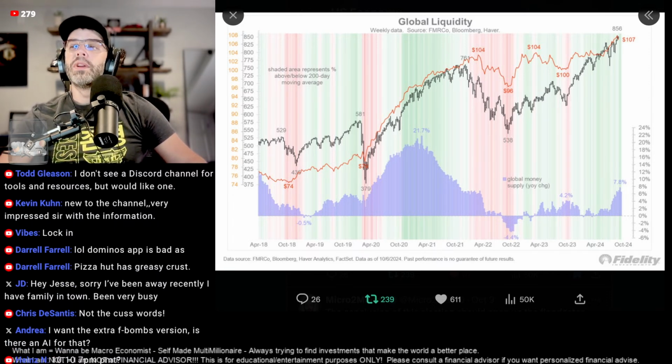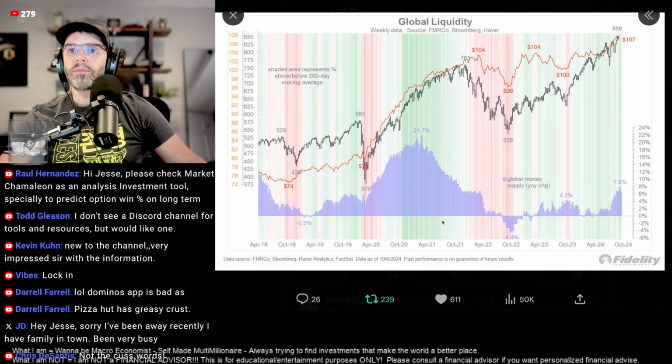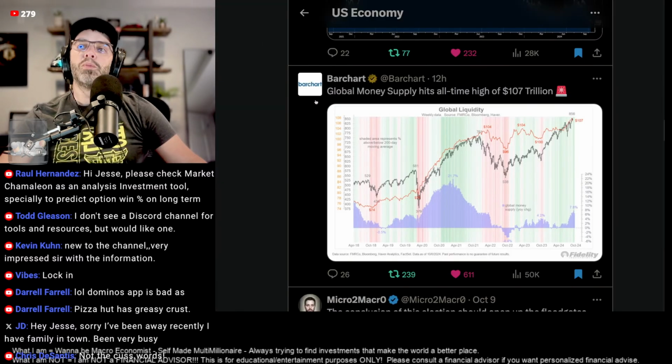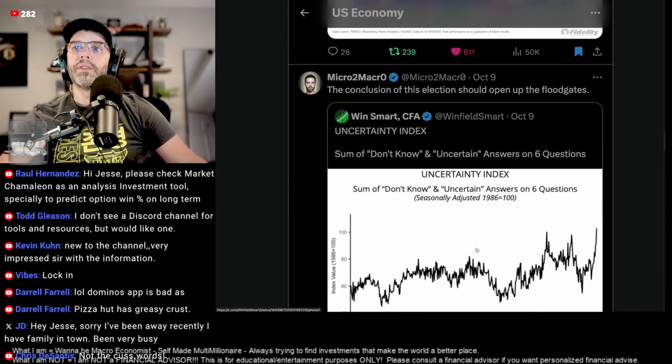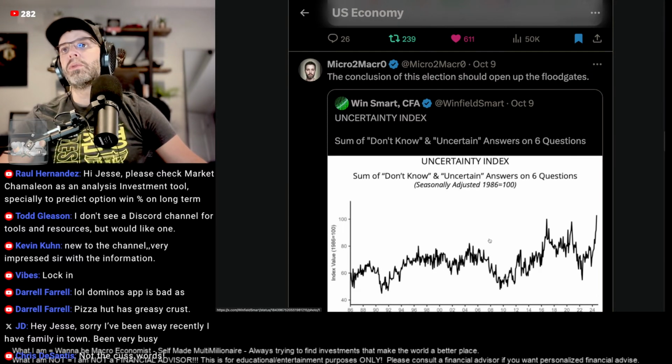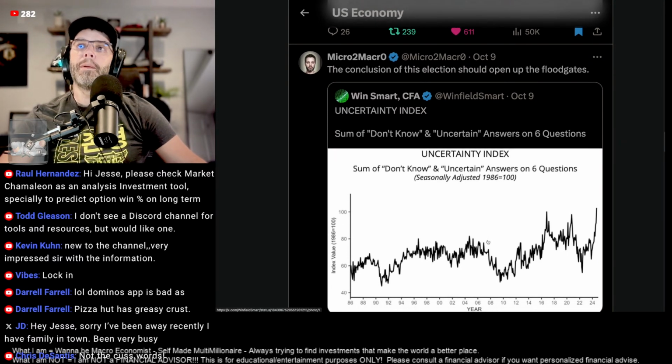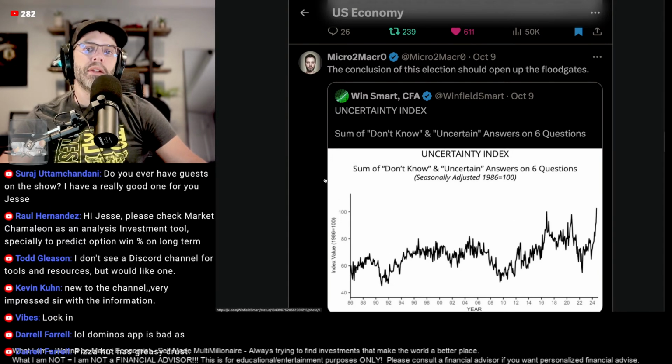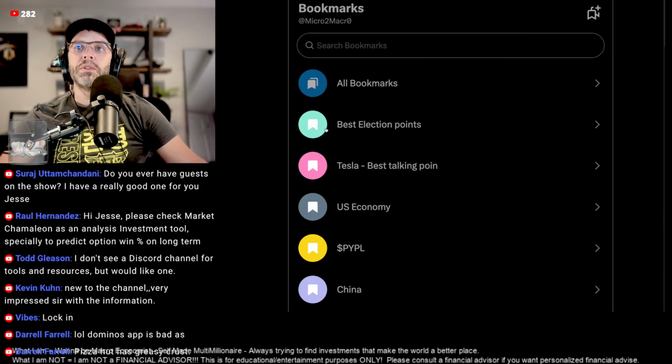But Fidelity posted this. Global liquidity. This is from 10/6/2024, setting new highs. And we know what happens when global liquidity sets new highs. Things go up. I think I might have done this one yesterday. Yeah, I did, but it's a good one to look at. The conclusion of this election, I said, should open the floodgates. The uncertainty index is at the highest level we've seen since the mid-'80s. So I think that's probably signal there.